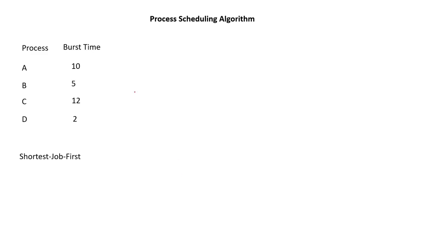Now, as you can see on this screen, there are a number of processes A, B, C, and D, and they have their respective burst time given. By this burst time, we mean how much time each process will be spending in the processor.